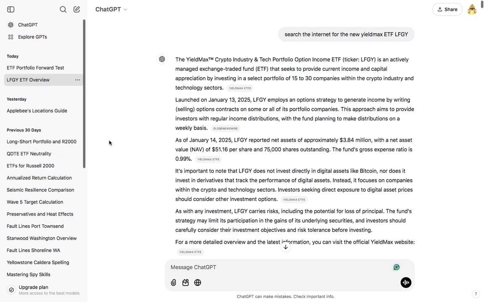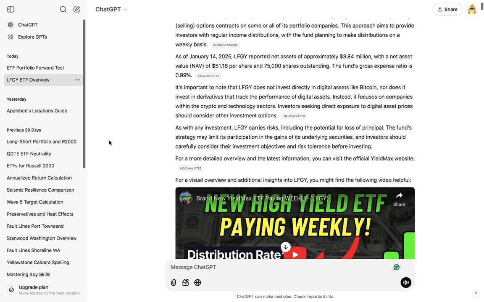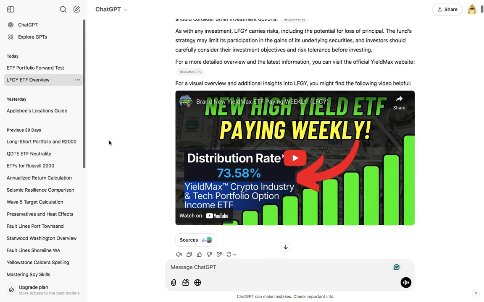So the first thing I wanted to do is make sure that ChatGPT had the right ETF. I said search the internet for the YieldMax ETF LFGY. It said the YieldMax Crypto and Industry Tech Option Income ETF is an actively managed ETF that seeks to provide current income and capital appreciation by investing in a select portfolio of 15 to 30 companies within the crypto industry and technology sectors. So I made sure it had the right ETF.